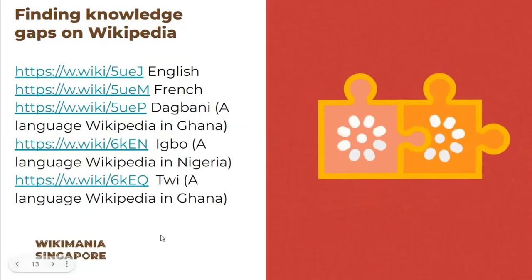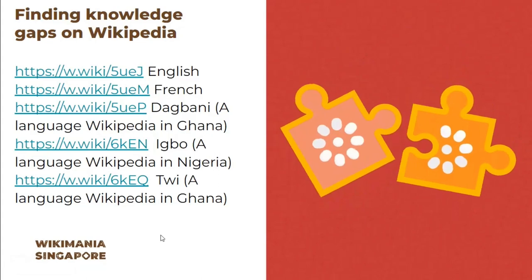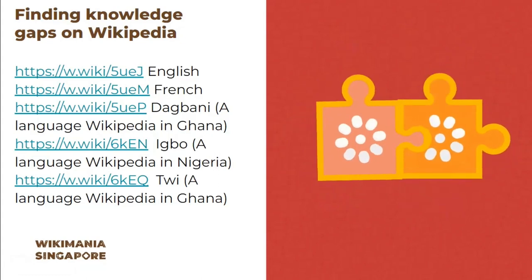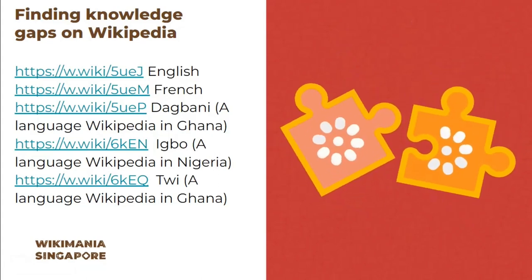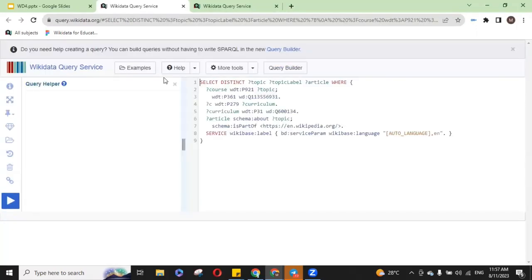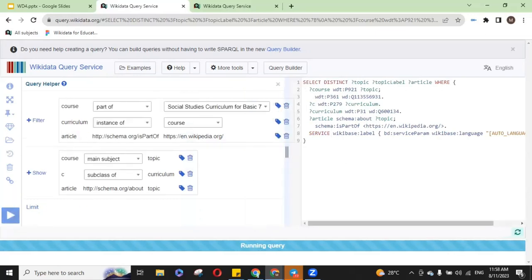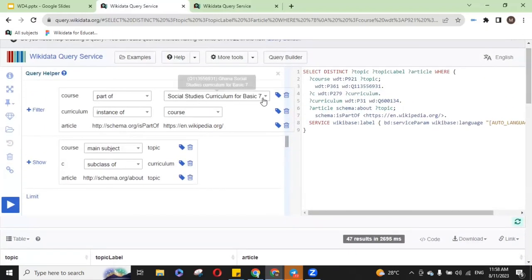Now, the data we have uploaded on Wikidata were linked to Wikipedia. We wanted to find out how these items can make reading articles on Wikipedia more useful. So we created some queries to find out the knowledge gap. This query you are seeing here takes us to the English articles on English Wikipedia for social studies curriculum for basic 7. If we run this, we're going to be having about 47 relevant articles linked to Ghana's education curriculum for social studies curriculum for basic 7.